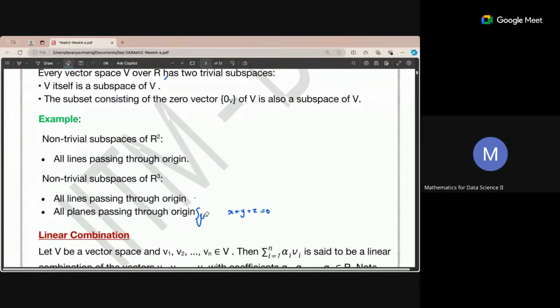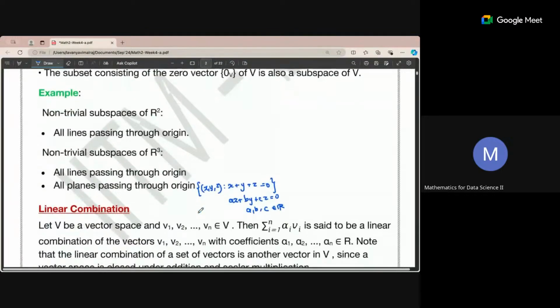So if you consider the set of all x, y, z in R3 such that x plus y plus z is equal to 0, this is a plane passing through origin. In general, you can think of any set ax plus by plus cz equals 0, with a, b, c in R. This forms a subspace. So these are all planes.